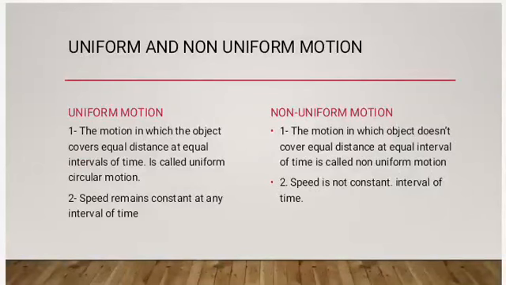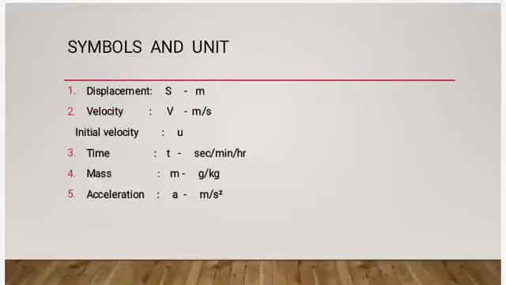Now the difference between uniform and non-uniform motion. Uniform motion is one in which the object covers equal distance at equal intervals of time. Non-uniform motion means the object doesn't cover equal distance at equal intervals of time. In uniform motion, speed remains constant at any interval of time. In non-uniform motion, speed is not constant at any interval of time.